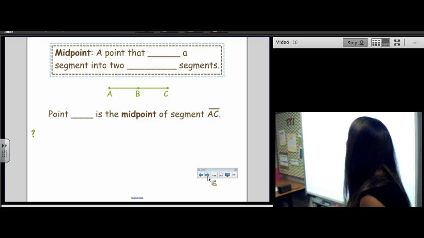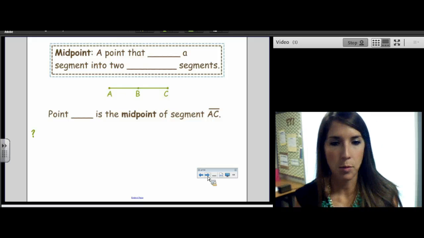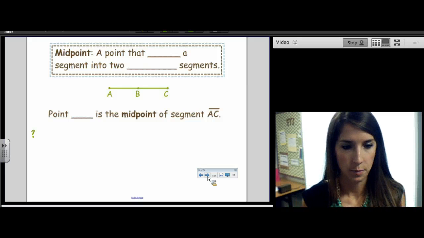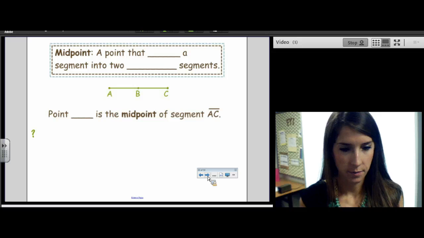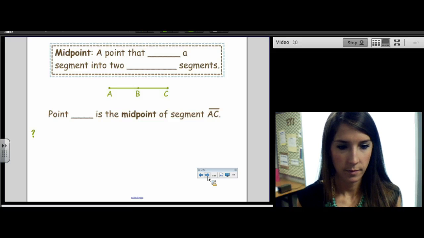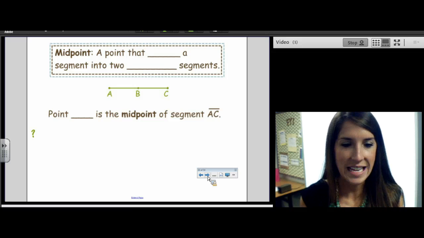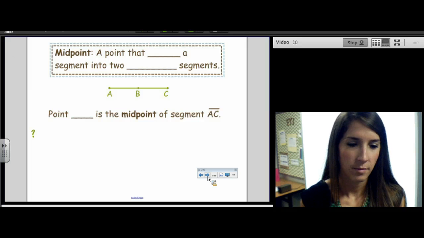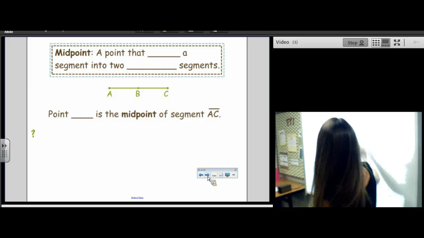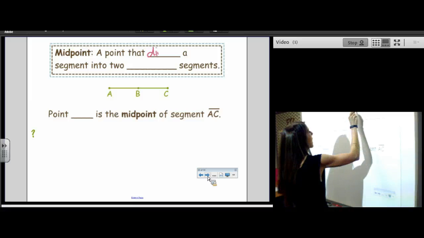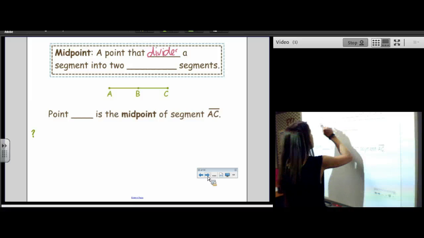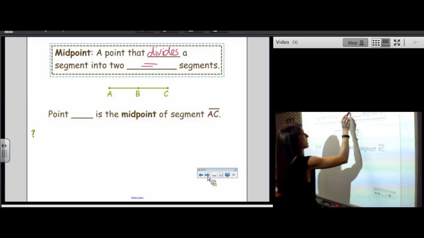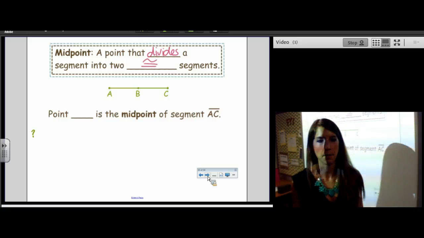Okay, midpoint. This was on your vocab quiz. A midpoint is a point that, what does it do? What word goes there? I'm going for a D word. You might use a different word. Yep, that divides a segment into two congruent segments.